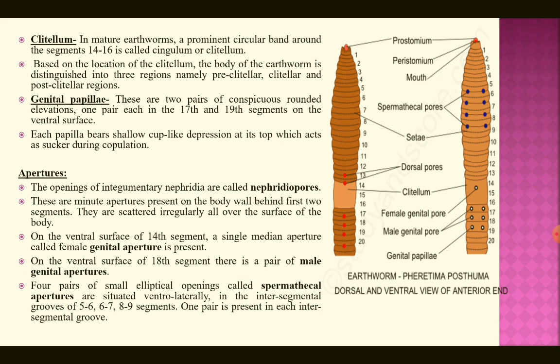So this is with respect to the morphology of earthworm, Pheretima posthuma, and these apertures help in the process of reproduction, for exchange of sperms and ova during copulation. The clitellum also plays a very important role in the formation of cocoon, so that you can learn in detail when we learn about reproduction in earthworms in your theory aspect.